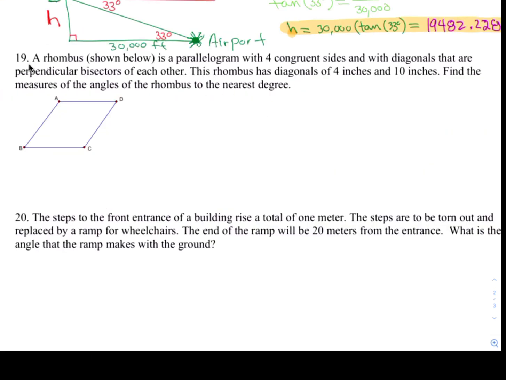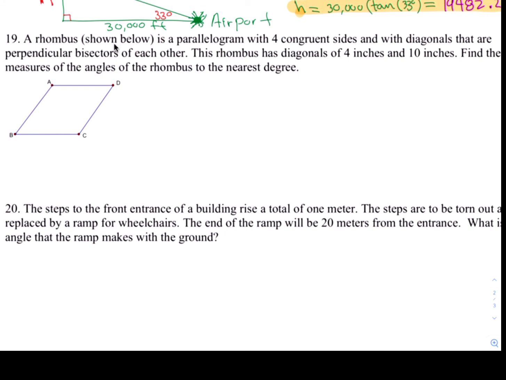All right, here's number 19. It says a rhombus, shown below, is a parallelogram with 4 congruent sides and with diagonals that are perpendicular bisectors of each other. This rhombus has diagonals of 4 inches and 10 inches. Find the measures of the angles of the rhombus to the nearest degree. First, let's draw in the 2 diagonals.